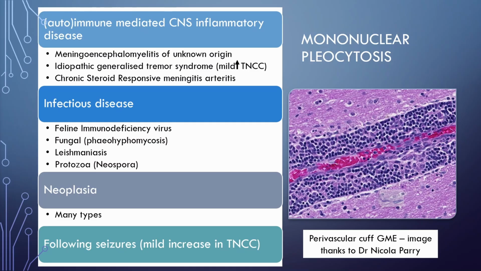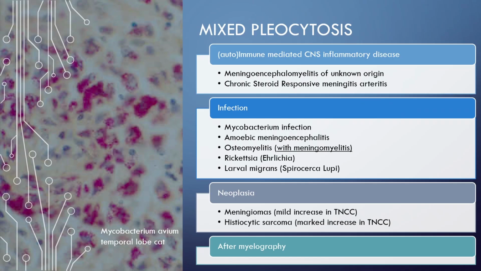Mixed pleocytosis is very common, where you don't have a predominance of any particular type of cell, and it may be described as mixed with just mononuclear cells and lymphocytes, or it may imply a number of neutrophils or even eosinophils. So it's important to get that differentiation. Again, you're going to see that with MUOs, chronic steroid responsive meningitis arteritis, with some infections that go towards more chronic infections.